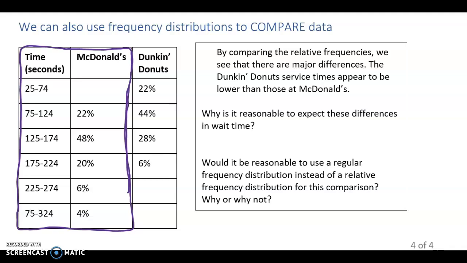Would it be reasonable to use a regular frequency distribution instead of a relative frequency distribution for this comparison? No. When you're comparing 2 different sources, a lot of times it's better to use your relative frequency distribution because, first off, we might not have the same number of data points, and it wouldn't really tell us much if I had 60 data points from McDonald's and then I had 100 from Dunkin' Donuts. It would be hard to see the numbers in each category next to each other. So showing the percentages gives us some point of reference where we can compare these 2 data sets.